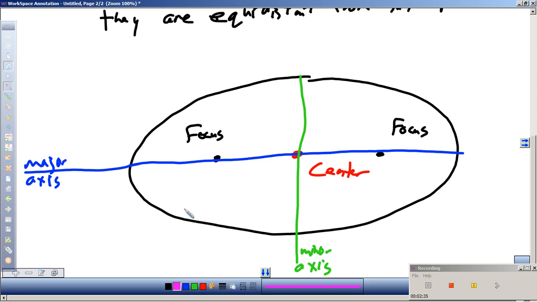Now on the ellipse, we've got some other important points. A vertex, here and here. And your co-vertex.